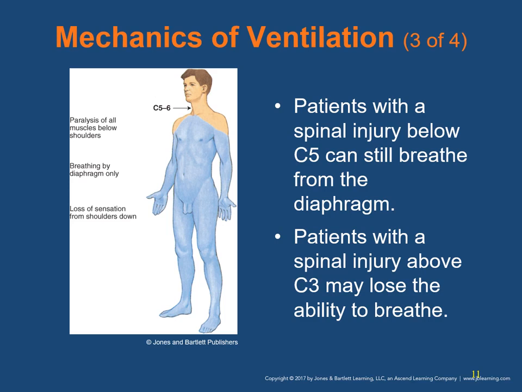A patient whose spinal cord is injured below the C5 level may lose the power to move the intercostal muscles. The diaphragm should still contract. The patient will still be able to breathe because the phrenic nerves remain intact. Patients with spinal injury at C3 or above can lose the ability to breathe entirely.